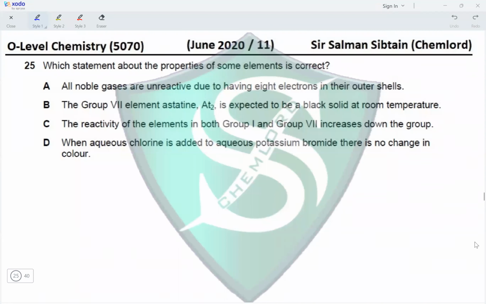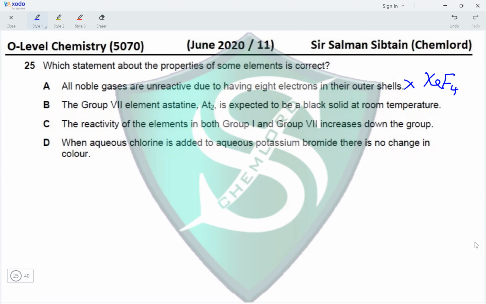Question 25. Which statement about the properties of some elements is correct? All noble gases are unreactive due to having 8 electrons in their outer shell? No, because we do have a compound called xenon tetrafluoride. So, noble gases can be made to react.